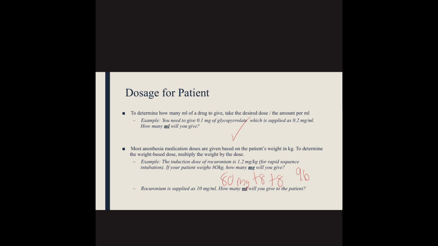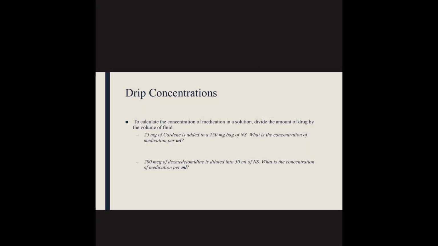And then the next question is, rocuronium is supplied at 10 milligrams per milliliter. How many milliliters would you give? And the same way I said that I try to do everything by tens, I'd want to divide 96 by 10, and we know that there's a decimal point at the end of every number. So if you're dividing by 10, that's going to move the decimal place to the left, and if you multiply by 10 it moves to the right, but in this situation we're dividing by 10, so it would be 9.6 milliliters.